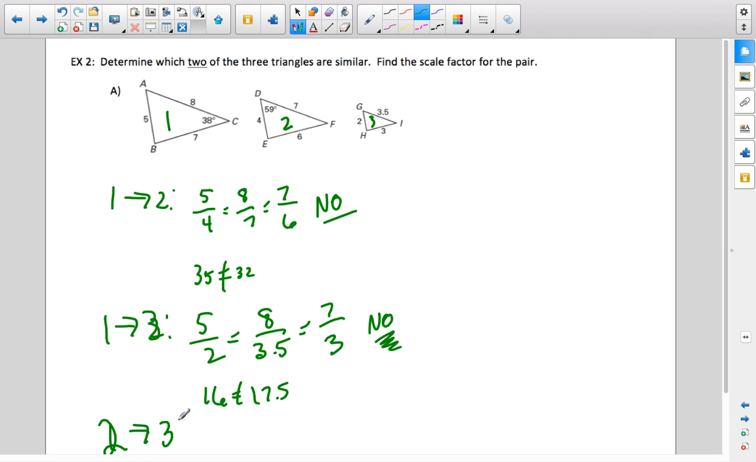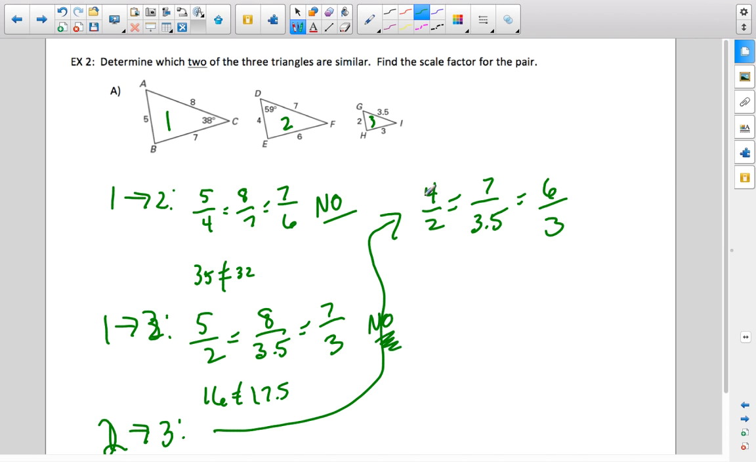We haven't tried 2 to 3. I'll bring it up over here. So we're checking these two, 2 and 3. 4 is to 2. Okay, that's a 2 to 1 ratio. As 7 is to 3.5. As 6 is to 3. Let's see. 4 times 3.5, that's going to be 14. 2 times 7 is 14, so that one works. 7 times 3 is 21, and 3.5 times 6, 21. Check it on your calculator. So what we found is triangle 2 and 3.